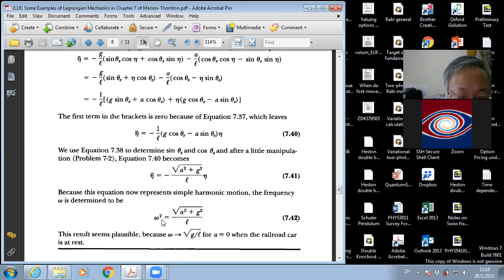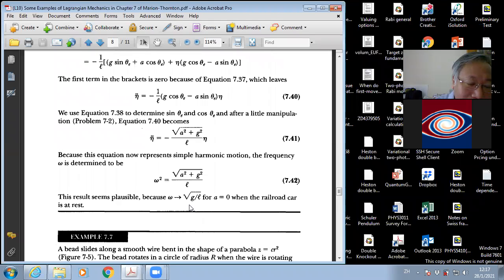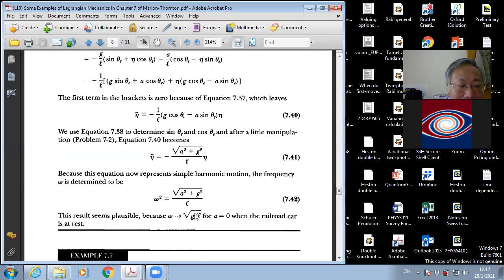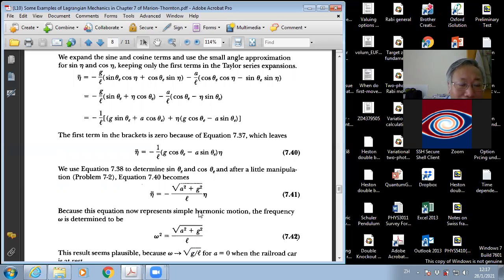As a double check, if the uniform acceleration of the train is equal to 0, we will get back the canonical example of a simple pendulum. That is the natural frequency of a simple pendulum at rest.